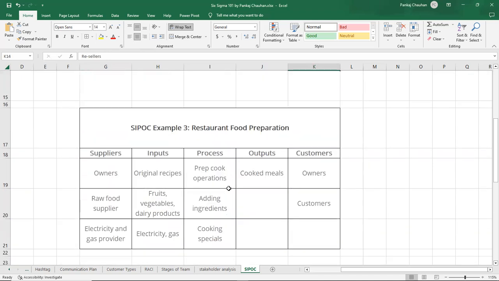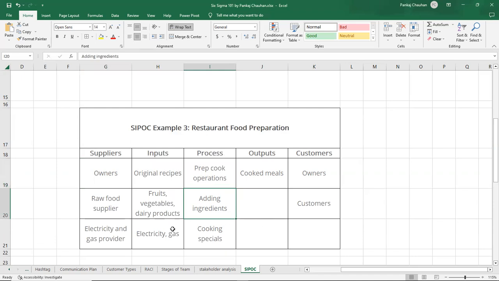Last example, let's take restaurant food operation for the service industry. The process is to prepare the cook operations. What you need is the recipes for the food preparation. The supplier is the owner. And the output, you will get the cooked meal, which will be given to the owners themselves. Now, when you prep the cook operation, adding the ingredients will be the next step.